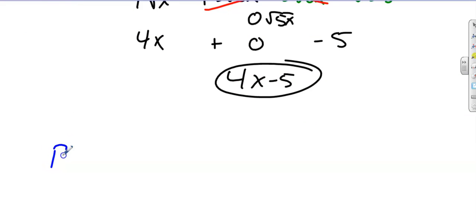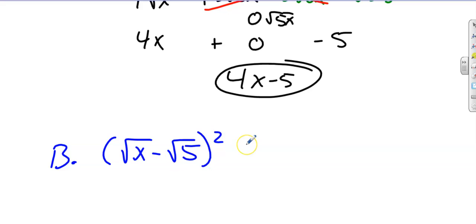Okay, and then the other special case one that they give to you is something like this. We have square root of x minus the square root of, let's not do 5, hang on. Let's make that a 7. Do something different.